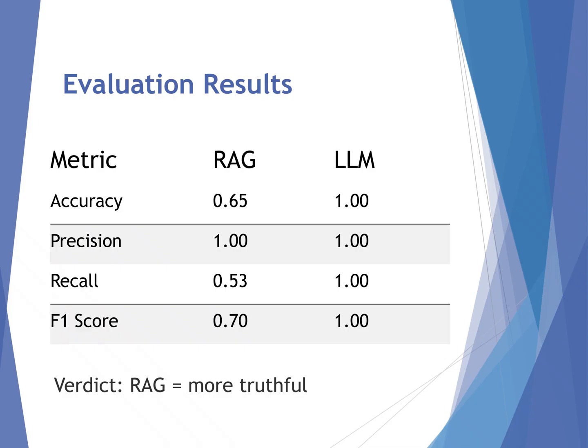As you can see on the screen, here's what I found. The RAG model achieved an accuracy of 65%, which is pretty solid for such a small domain dataset. It had very high precision, one, meaning that when it gave an answer, it was almost always correct. However, its recall was lower, 0.35, which means it sometimes chose not to answer when it wasn't confident. That's a good thing in practice because it prevents misinformation.